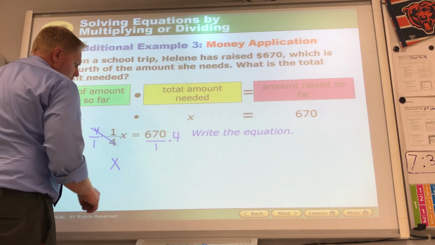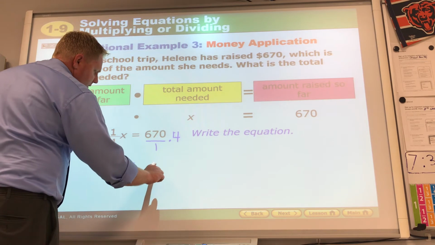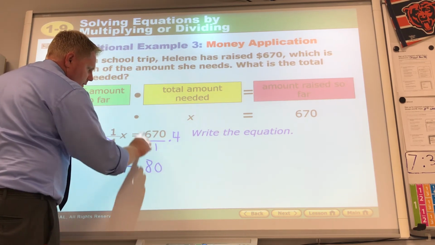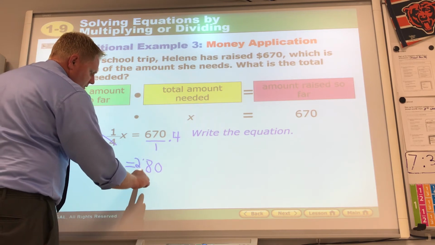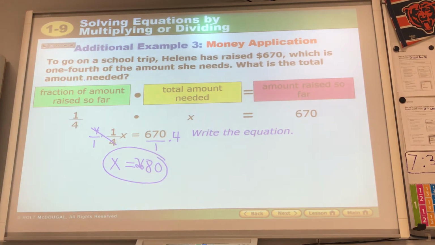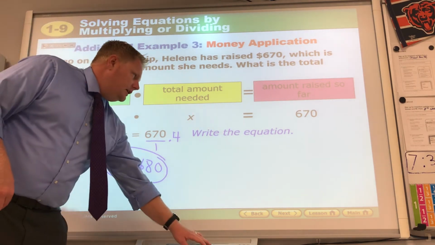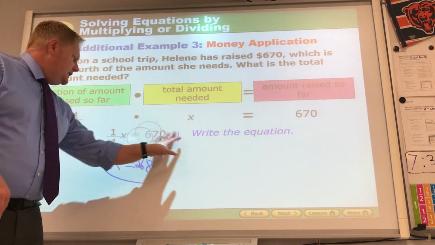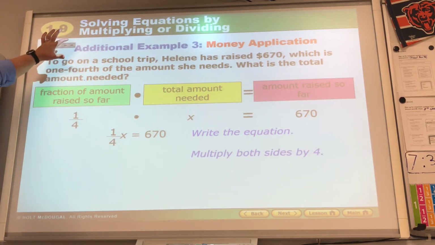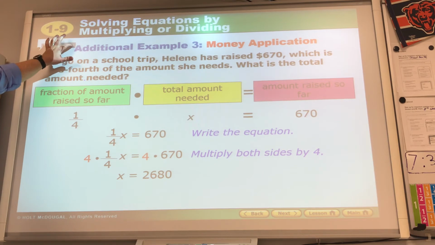to remove that 1/4. All right, so 670 times 4, that'd be 28, that's 224. $2,680 is the total amount needed for her trip. All right, let's go ahead and make sure what we did is the same as what they did. My math wasn't mistaken. So we've got those numbers. We multiply by 4 on each side, and we get 2,680. Probably want to put dollars with that.